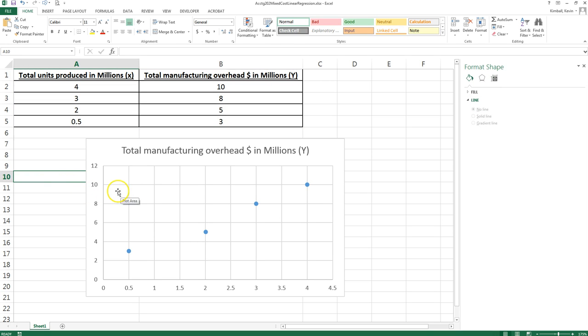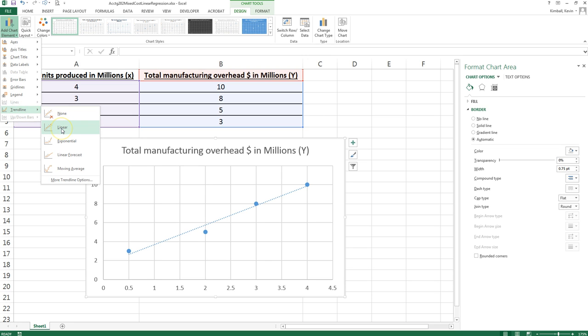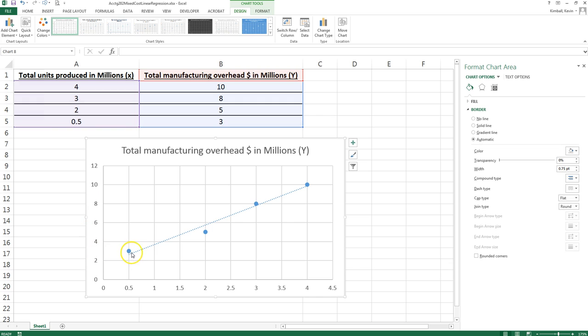Now what we want to do is, with the graph chosen, go up to the top left. You see we're in Design, top left, and choose Add Chart Element. We want to add a trend line, and we want it to be a linear regression line. What that means is that if you were to compute the distance between the plotted point and the regression line and square it and do that for each of these points, this line is the one that would result in the smallest number. This is the least squares regression as compared to any other line through those points.